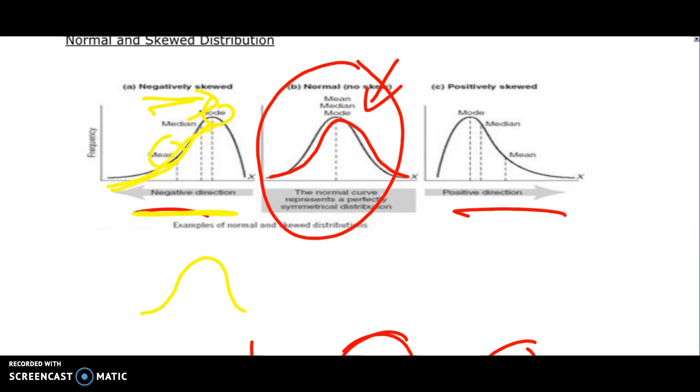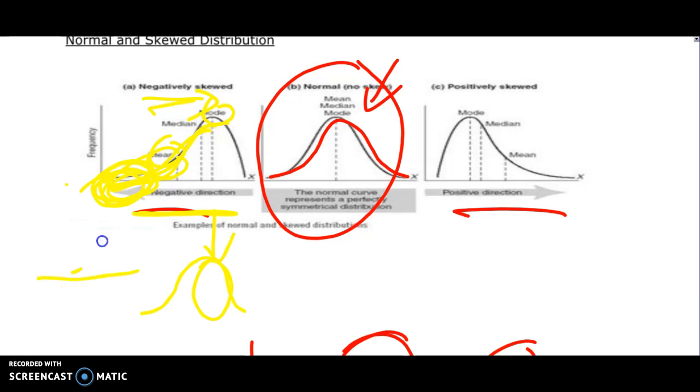Dragged down. Drugged is a different word. Dragged down because I have a tail here of kids that haven't done as well. So I have most kids around 75, 80-ish. Okay, even higher. Sorry, most kids are around 80. But my class average is pulled down by a few kids here, and this is called negatively skewed.